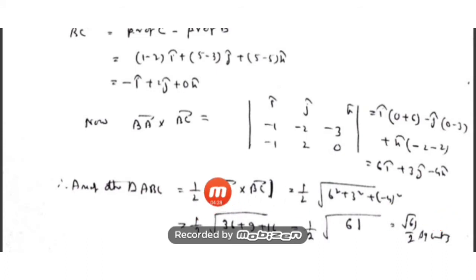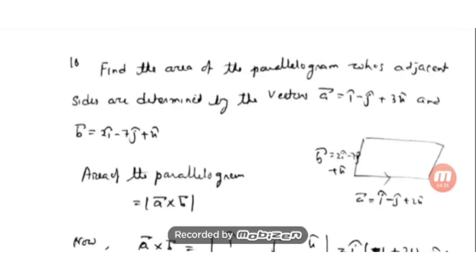Okay, please make this correction. Instead of AB, you write down BA. So here the solution of question number 9 is completed. Now let us go to the solution of question number 10.